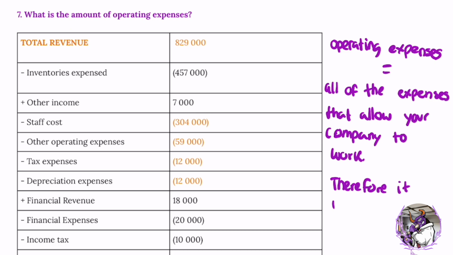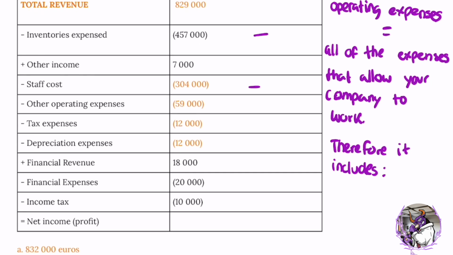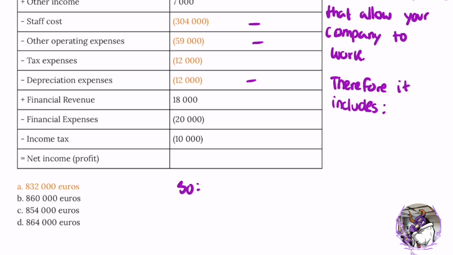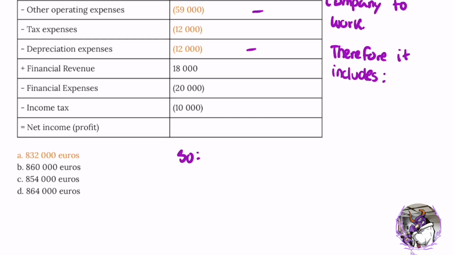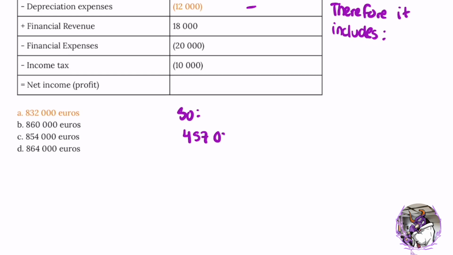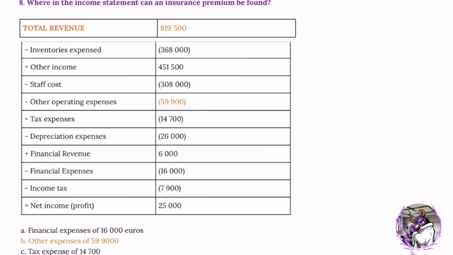So the sum will be of 457,000 from inventories expense plus 304,000 from staff cost plus 59,000 from other operating expenses plus 12,000 from depreciation expenses, which will give us a sum of 832,000 euros.